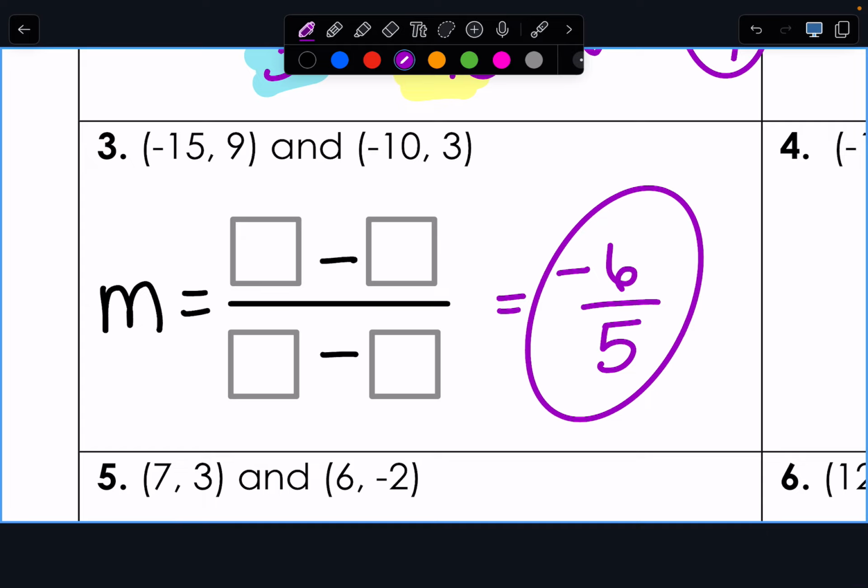In the numerator, do you have 3 minus 9? Yes. Because that's y2 minus y1. In the denominator, do you have negative 10 minus negative 15? Because that is x2 minus x1. Don't forget, minus a negative means add the opposite. Okay, now let's keep practicing here.